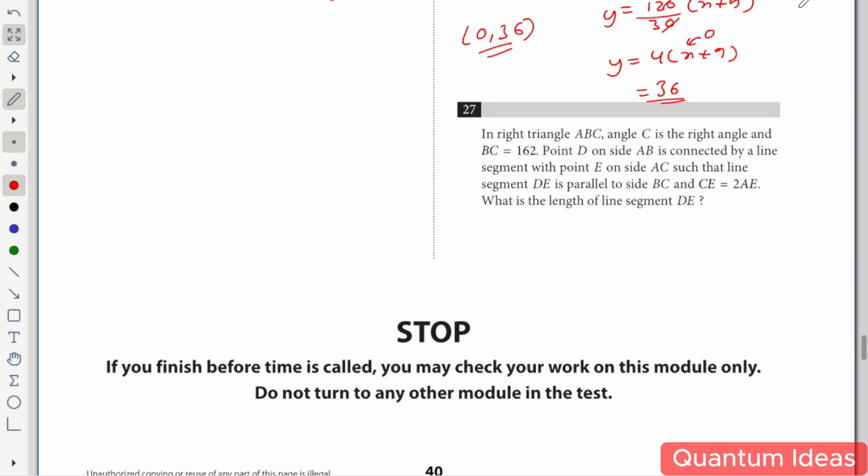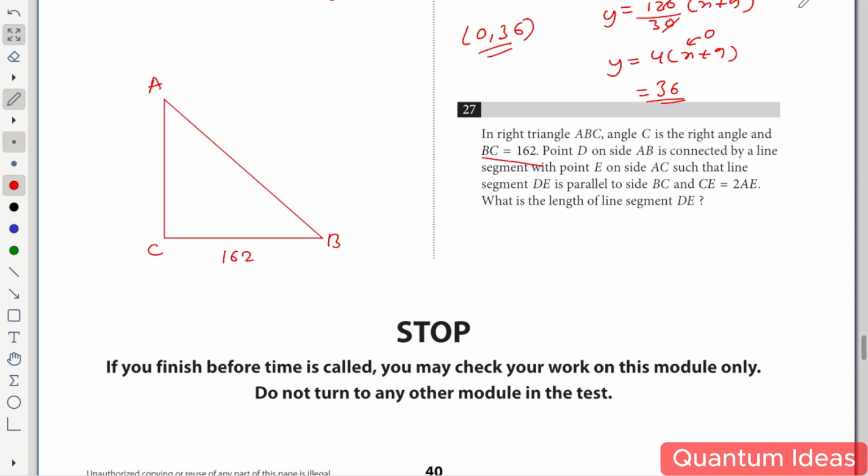So I think it's the last question, number 27. Let's see. In the right angle triangle ABC, let me draw a right angle here. Okay, right angle triangle ABC, angle C is a right angle. That means this must be A, this must be B. BC is 162.